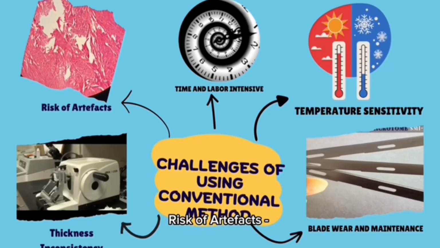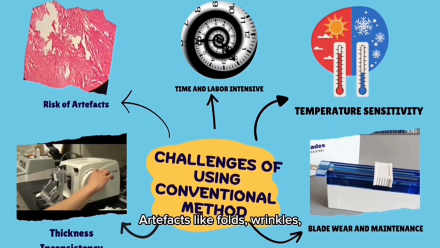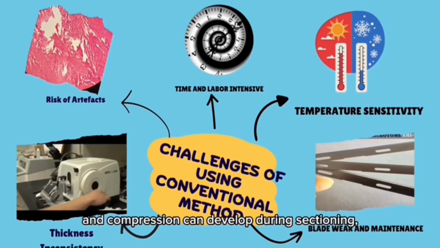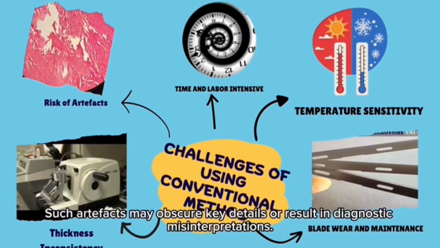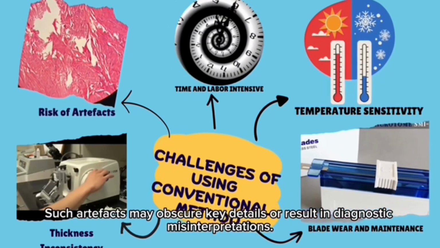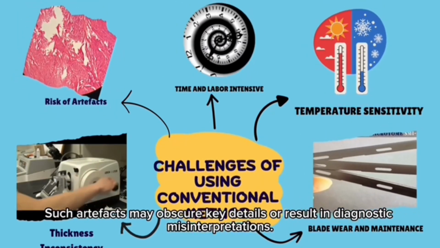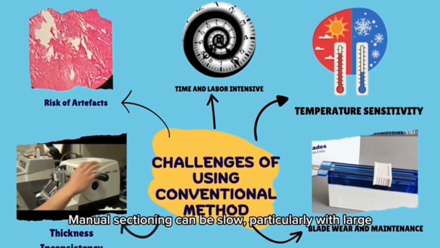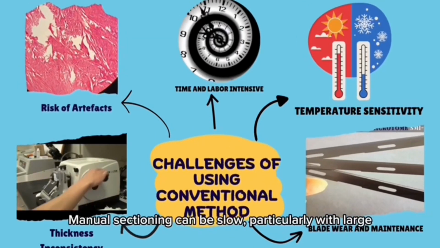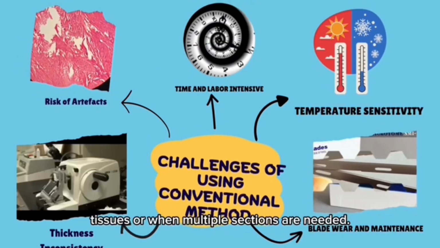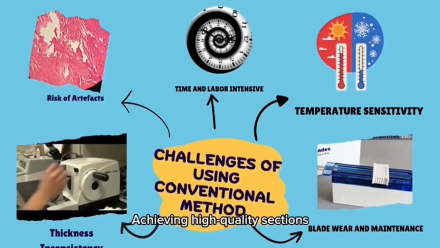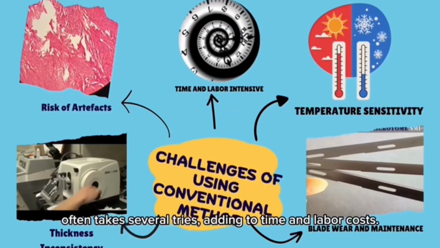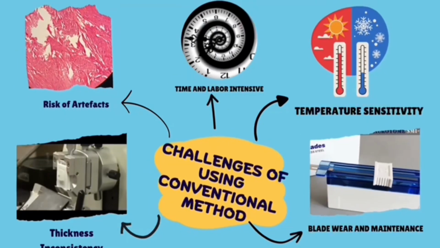Risk of artifacts. Artifacts like faults, wrinkles, and compression can develop during sectioning, distorting the tissue sections. Such artifacts may obscure key details or result in diagnostic misinterpretations. Time and labor intensive. Manual sectioning can be slow, particularly with large tissues or when multiple sections are needed. Achieving high-quality sections often takes several tries, adding to time and labor cost.